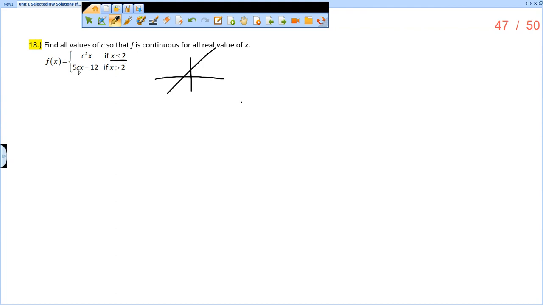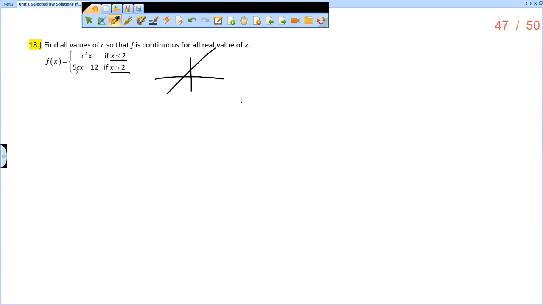And then 5cx minus 12, once again, c is a constant, so that's also going to be a line, right, with a slope of 5c and a y-intercept of negative 12. And so that's going to be continuous everywhere that x is greater than 2, right? You know that lines are continuous, right, because they don't have any jumps, asymptotes, holes, anything like that, right?